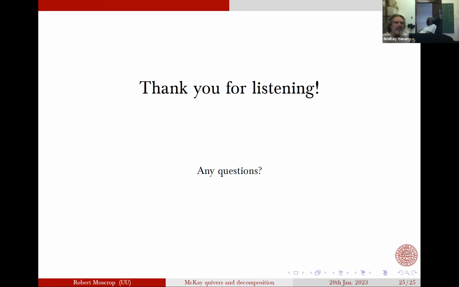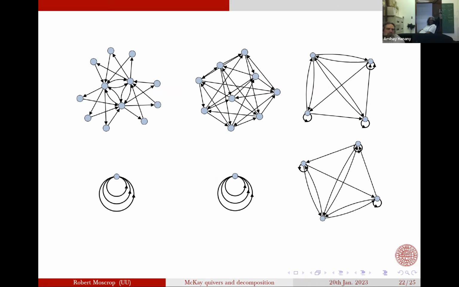Very nice. Can you go back to the six quivers that you had? These ones? Yeah. Are they related by the symmetry between the generator of Z6 and its fifth power?